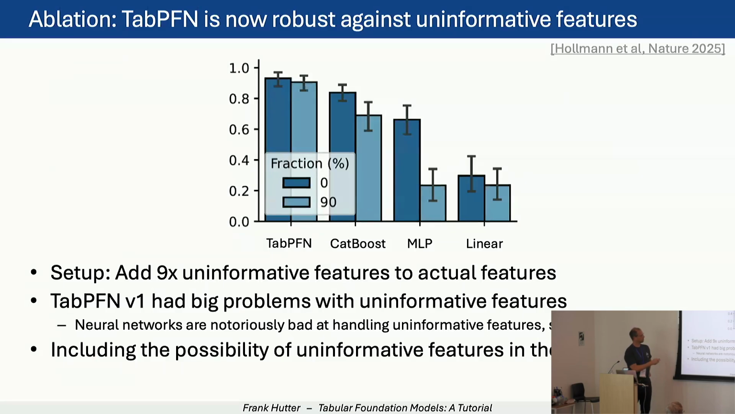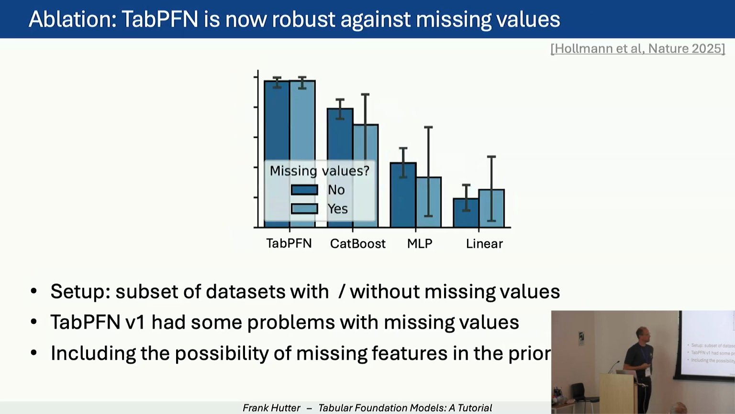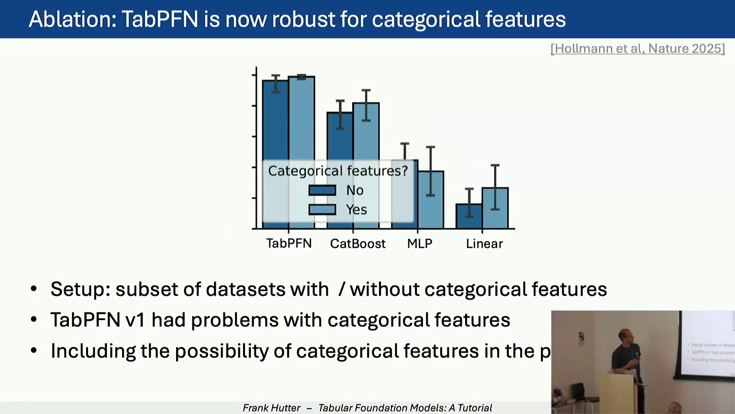And that completely screws up MLPs, and screwed up TAPFN v1. But in v2, we just told it in the prior, there might be uninformative features, and then it just didn't care. It just learned not to care. Likewise, there's missing values. In the prior, there were some missing values, and then it's like, okay, there's missing values, whatever. Categorical features, we put a lot of effort in putting them in the prior, and now they're also fine. That was also an issue in v1.